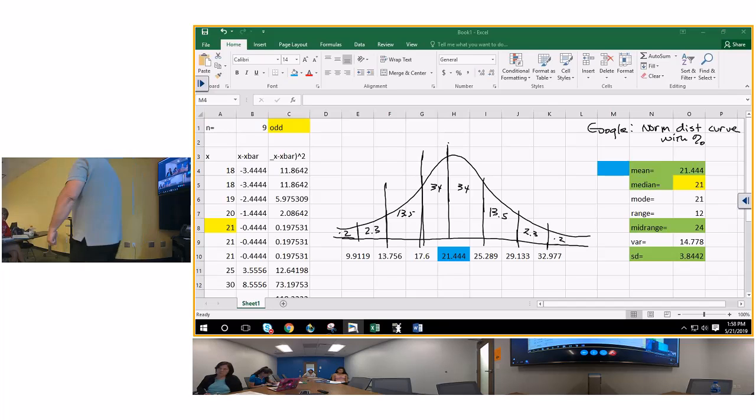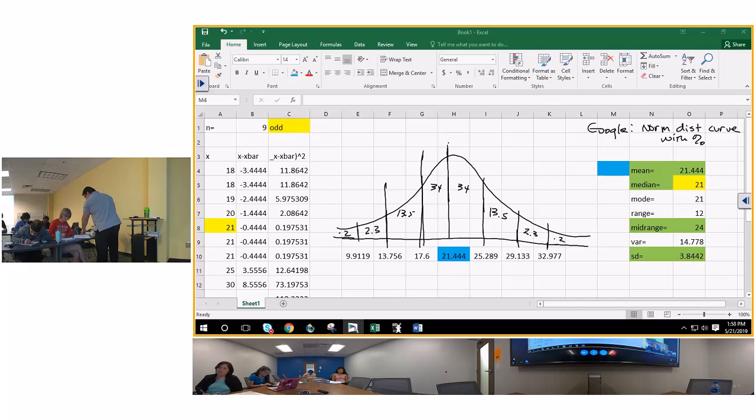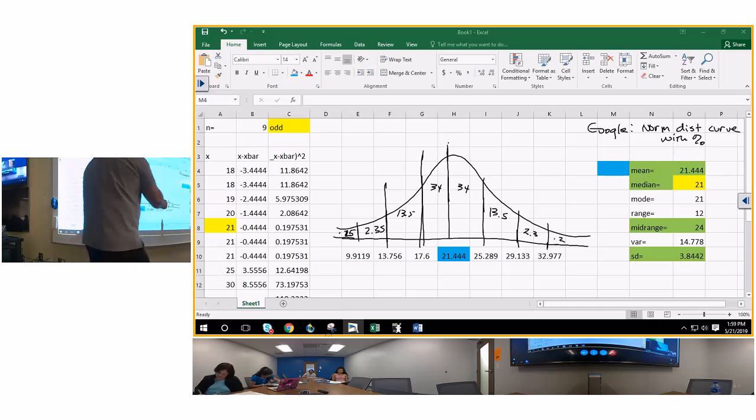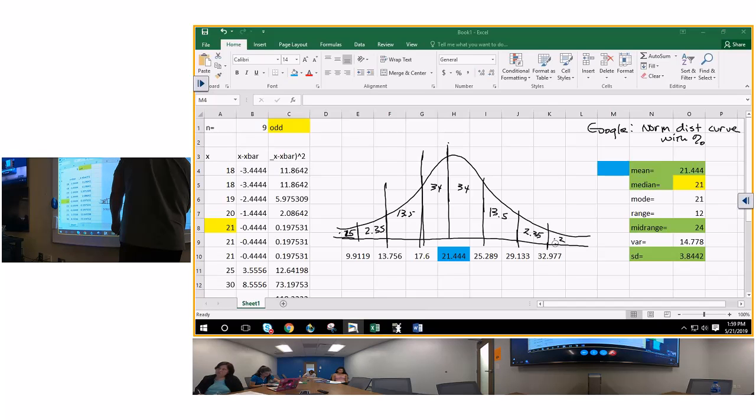Those percentages. Now make sure you look. Does your book say 2.3 right there? 2.35. Okay, your book says 2.35. Different books use different things, okay? This is 2.35, so this will be 0.15. Page what? 132.